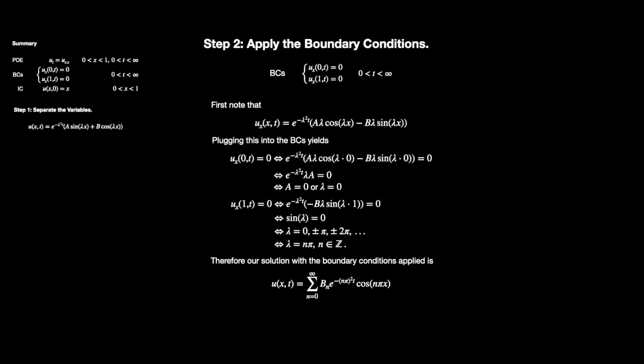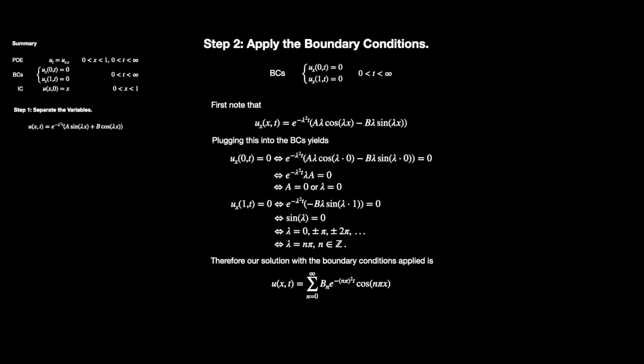Now at x equals 1, the boundary condition yields that lambda is equal to n pi, where n is any integer. And this is pretty much just like what we would expect from previous lessons. And so the general solution to our problem is going to be of the form the sum from n equals 0 to infinity of b sub n times the exponential of negative n pi squared times t times the cosine of n pi x.